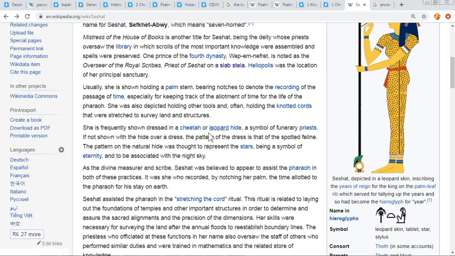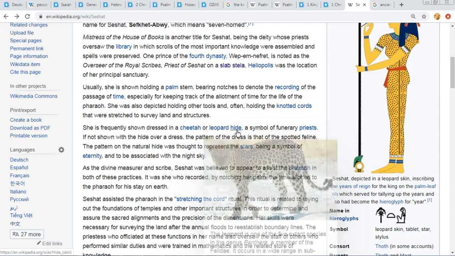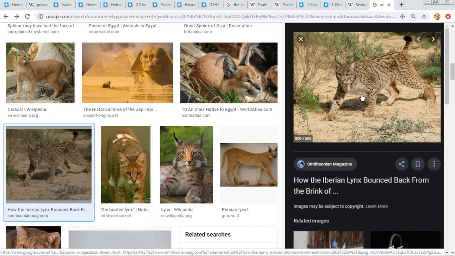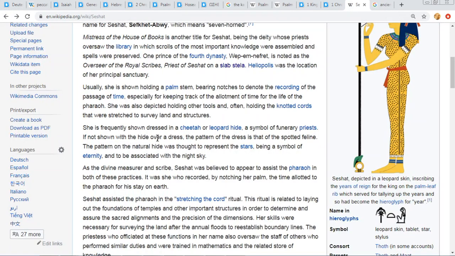Frequently shown dressed in cheetah or leopard. That is a lynx, an Iberian lynx. If not shown with a hide over a dress, the pattern of the dress is that of the spotted feline, the Iberian lynx. The pattern on the natural hide was to represent the stars, being a symbol of eternity.